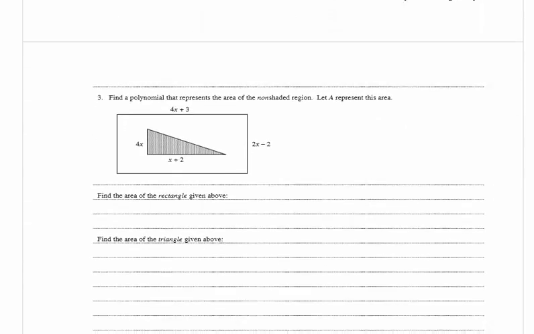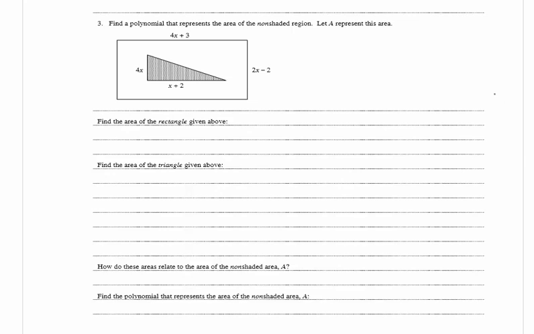In 3, it says, find a polynomial that represents the area of the non-shaded region. Let A represent this area. So the non-shaded region is inside this rectangle and excluding the shaded triangle. So this area that we're looking for is A. And now it says find the area of the rectangle.